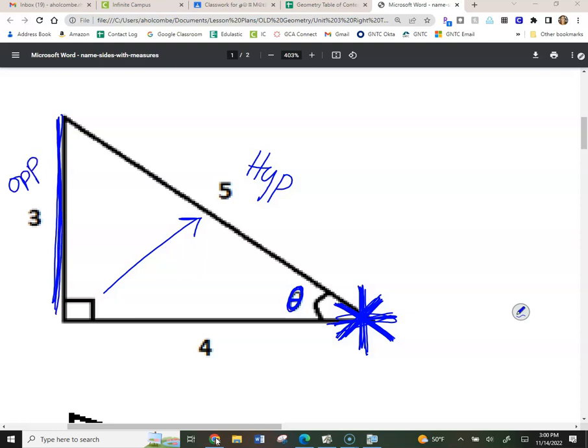Which leaves adjacent to be the last one you label. If I trace it, did I touch it? Yes, so this is adjacent. So adjacent would be 4. 5 can't be adjacent because it's the hypotenuse, which is why you want to label the hypotenuse first, because it supersedes the others. So you really only have to come down to the third one. I always label in the order of hypotenuse, opposite, and then adjacent's the last one.